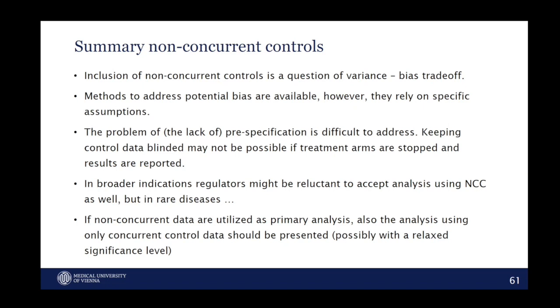And in broader indications, regulators might be very reluctant to accept analysis using non-concurrent control data as well. But I think in rare diseases, the situation is different. In rare diseases, we still see a lot of single-arm trials. And I think anything which incorporates at least some concurrent, but also non-concurrent control data must have a higher level of evidence. So I think this is the field where we can explore the use of non-concurrent control data as well. And if non-concurrent control data is utilized as primary analysis strategy, I think it's still reasonable to also present the analysis using only the concurrent control data, but possibly with a more relaxed significance level.